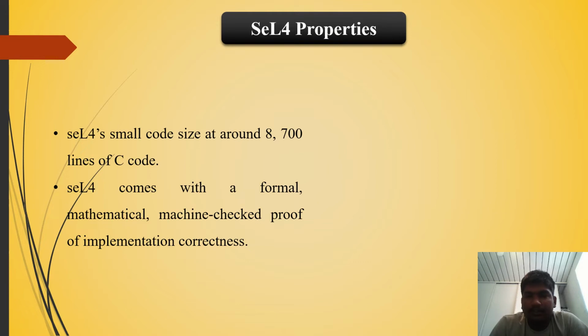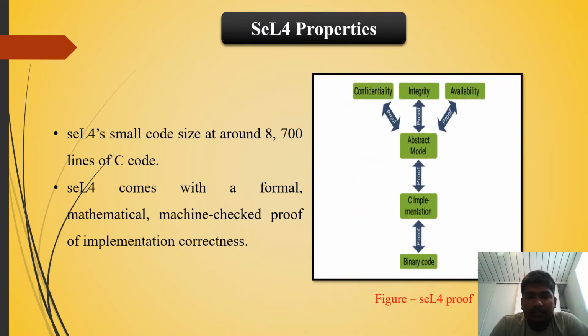The main properties of SCL4 are that it will never crash or perform unsafe operations. The SCL4 codebase is small. Codebase means source code of software. The ARM version of the SCL4 kernel has 8700 lines of C code and 600 lines of assembly code. Analysis was performed using Kronos 4.1 version. SCL4 control flow is more structured because of the event-based model. And SCL4 comes with a formal mathematical machine-checked proof of implementation correctness.